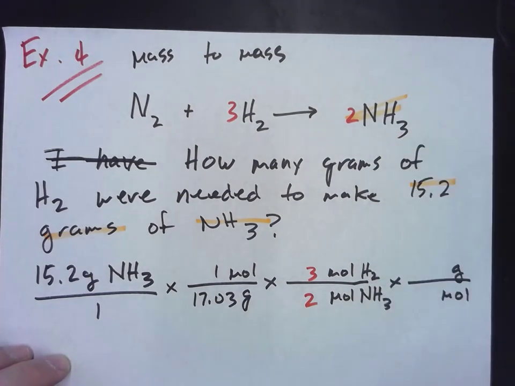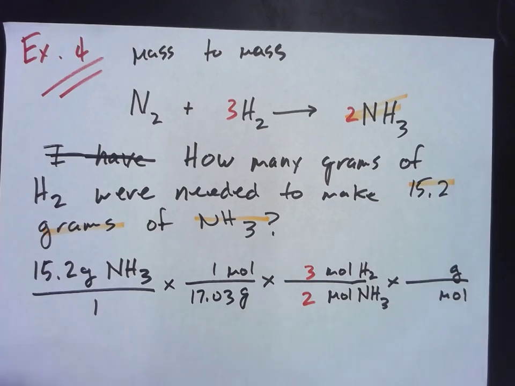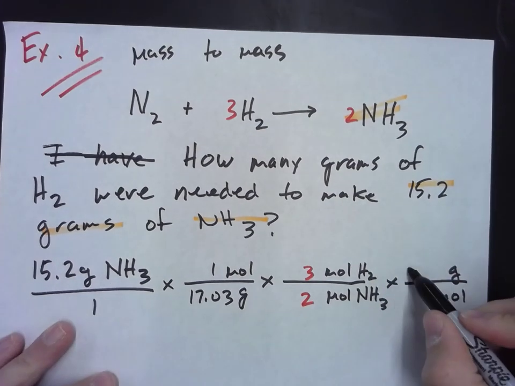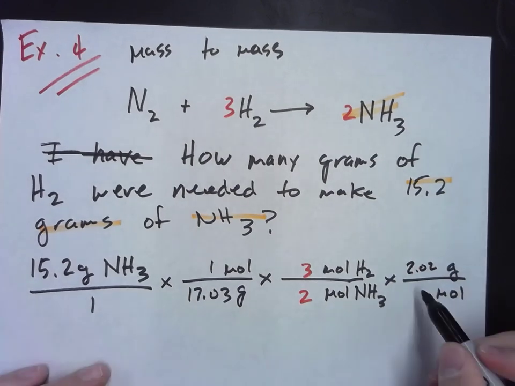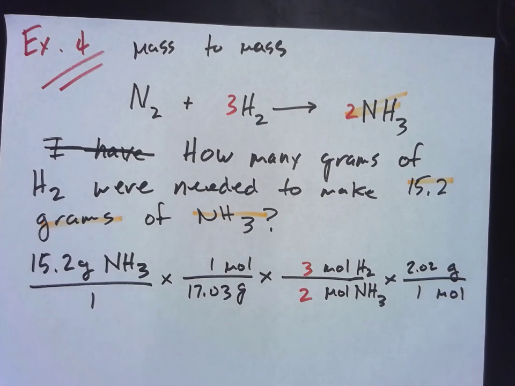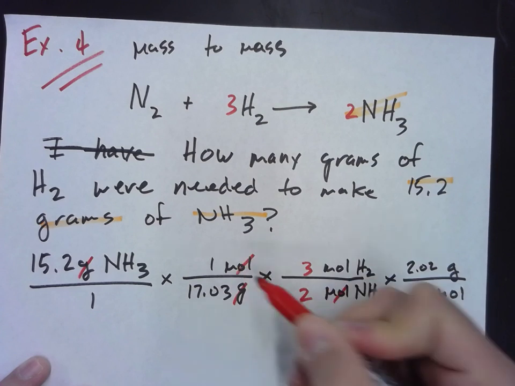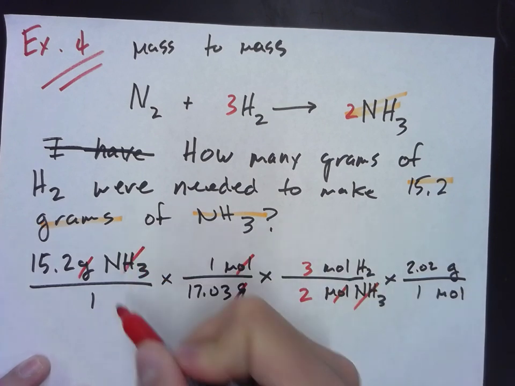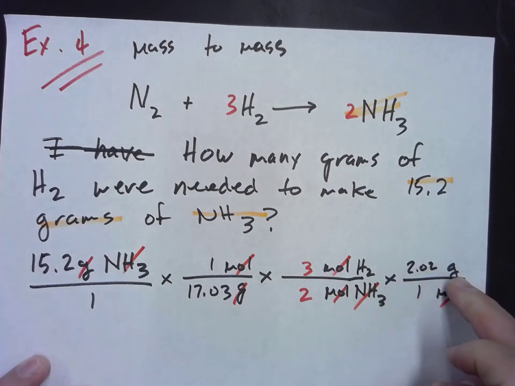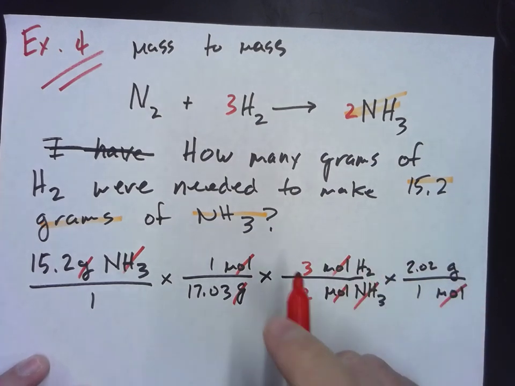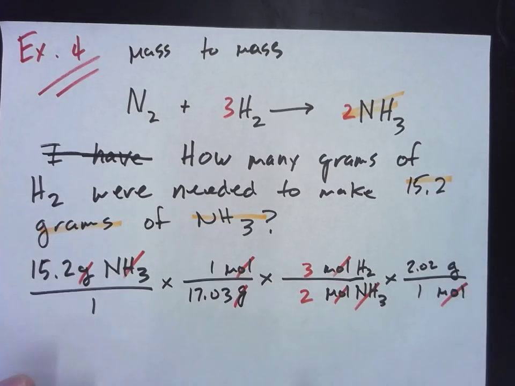And lastly, my molar mass of H2. So 2.02 grams of H2 per 1 mole. And let's go ahead and cancel everything out. That cancels that. This cancels that. My NH3 cancels. My moles cancels. And I'm left in grams of H2. Let me double check my work. How many grams of H2 were needed? So I know I'm going to get the right answer here.